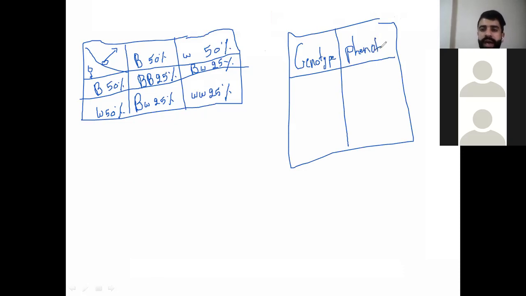Okay? Genotype and phenotype. So in genotype, what do we have? We have BB. It's 25%. And also, what do we have? We have BW. It's 25 plus 25, so it's going to be 50%. And finally, we have W small, 25%.